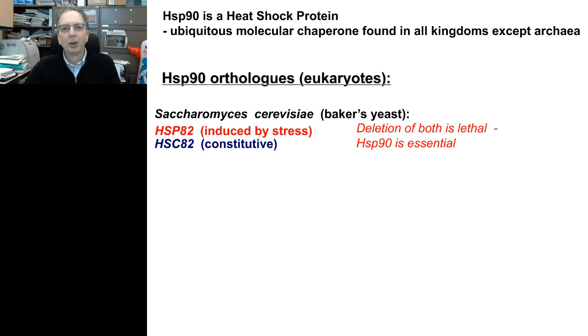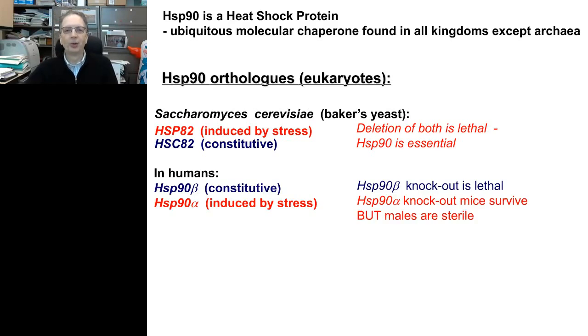In yeast, which is a very useful model to study HSP90 structure and function, there are two genes, a stress-inducible HSP82 and a constitutively expressed HSC82. These genes are highly homologous, although not completely identical. Deletion of both is lethal, so yeast cells need at least one HSP90 gene to be expressed for viability.